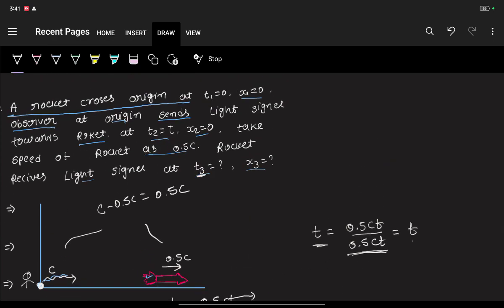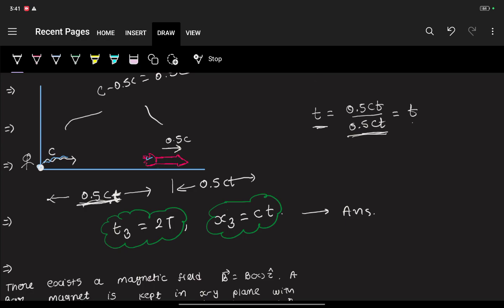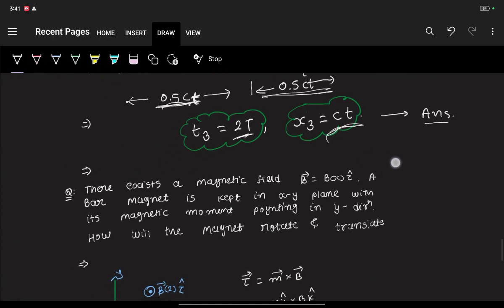Okay, rocket receives light. When the rocket receives the light, this is the third event. It must have traveled some distance, which is 0.5ct again, so again it will take t time. So the total time will be 2t and the position will be ct. So that will be the answer.